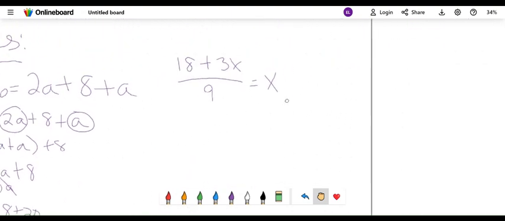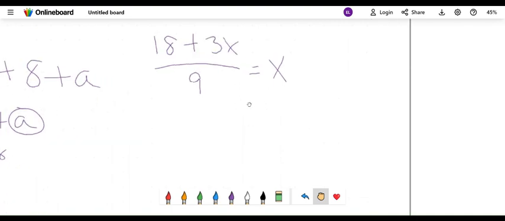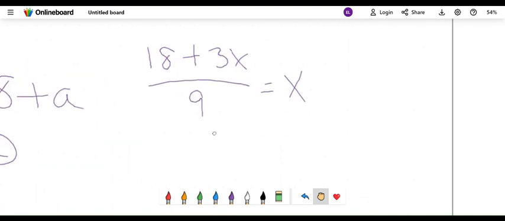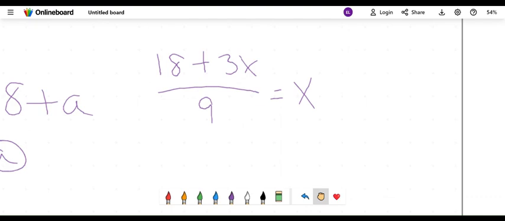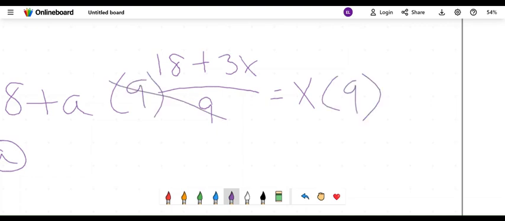Okay, now the next one I'll give you, we'll give it a try, alright? It's not going to be hard. As usual, it's still the variable on both sides, so we'll try that. So this time it's going to be 18 plus 3x divided by 9 equals x. So first, before we even do these, we have to multiply both sides by 9. By doing this, just cross it out. So we'll have 18 plus 3x equals 9x.